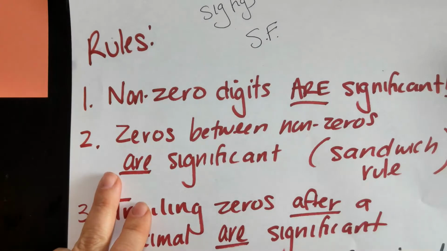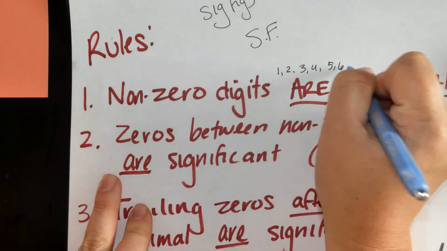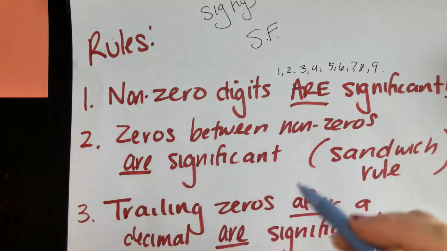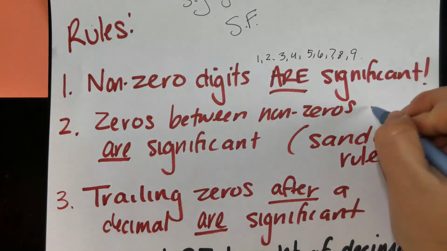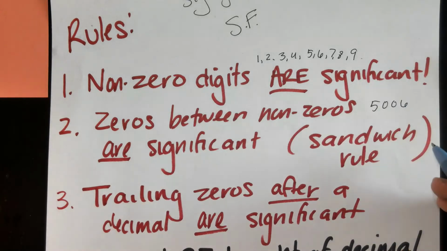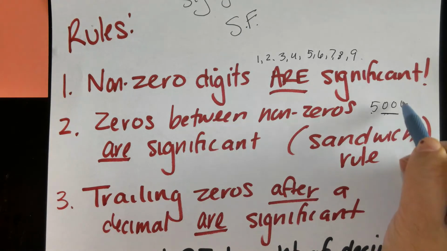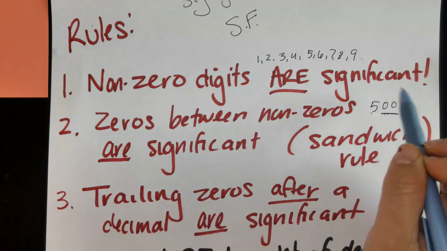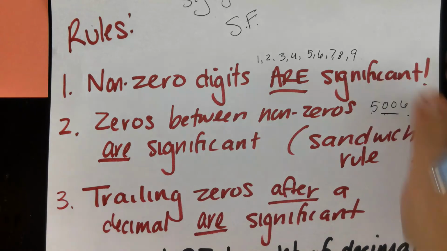All non-zero digits are significant. So this is numbers 1, 2, 3, 4, 5, 6, 7, 8, and 9. All of those are considered significant, okay? Any zeros that we find between non-zero numbers are considered significant. We like to call this the sandwich rule. That means if I have something such as this, I have zeros that are sandwiched in between two non-zero numbers, so that makes these significant, okay? Because if I look at just my non-zero digits, I have 5 and 6, so that means I have 2 Sig Figs, but because those zeros are sandwiched in, that means I have 4 Sig Figs, okay?